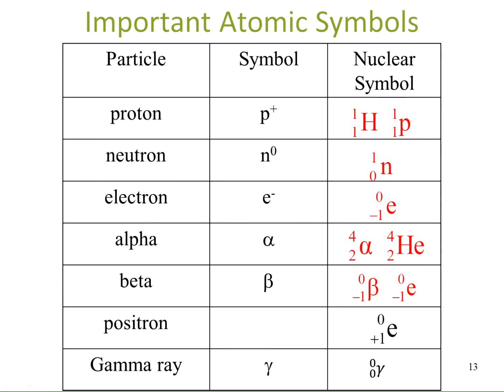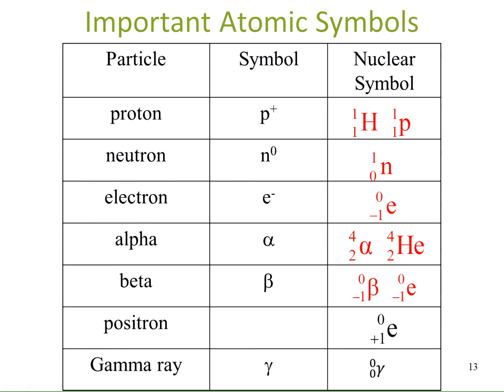So let's look at some of the atomic symbols that we'll be using in this chapter. We have the particle in the first column, the symbol that's used to represent that particle, and then the nuclear symbol that gives a little bit more information about that particle. The proton we represent by p with a plus sign, and as a nuclear symbol we can write H, because remember one proton is a hydrogen and it doesn't have a neutron, so it's 1 and 1. Or you can use the p to represent the proton.